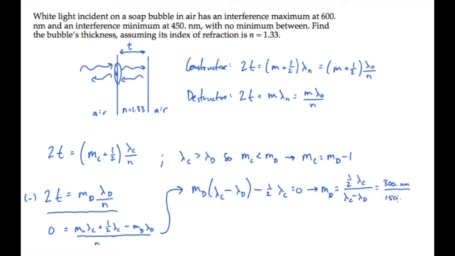After substituting the values and calculating, we find that the destructive order is 2. Knowing that, we can come back up to our condition for destructive interference, solve it for the bubble's thickness T, and substitute all the known values, which shows us that the bubble's thickness is 338 nanometers.